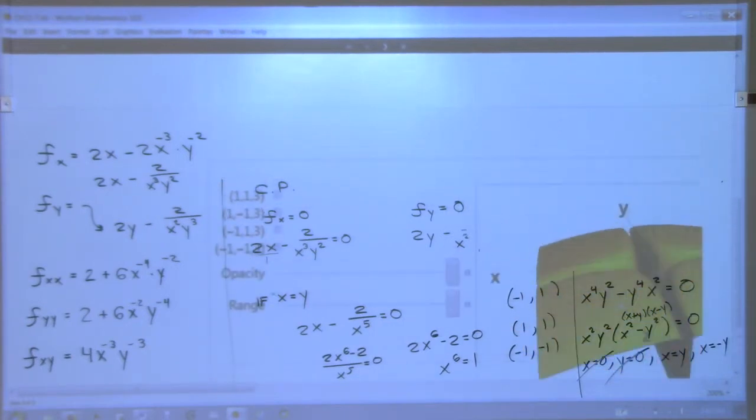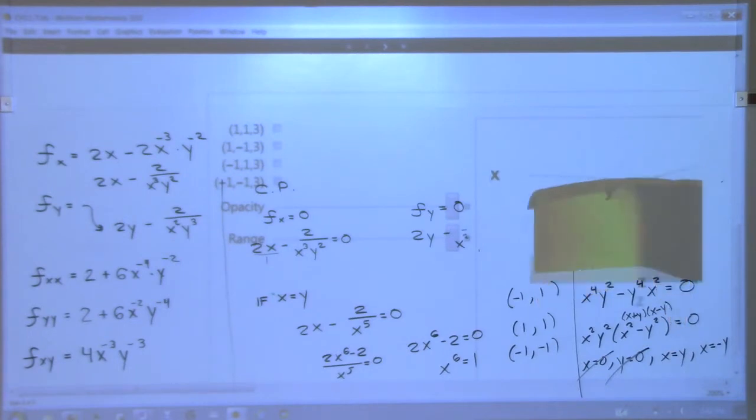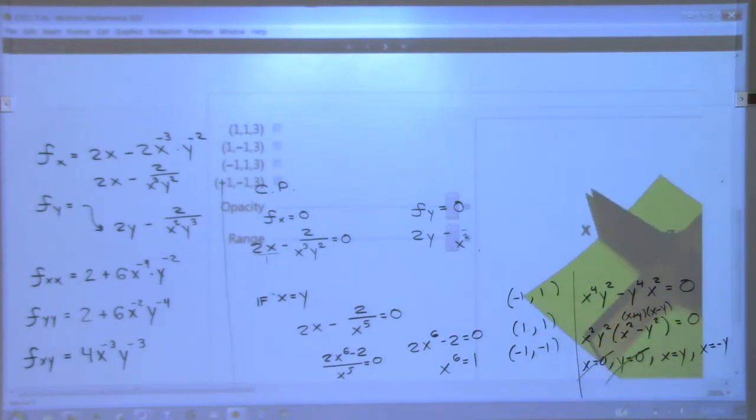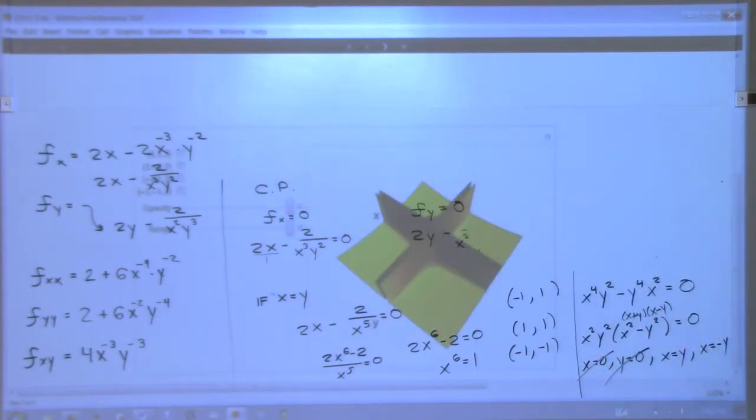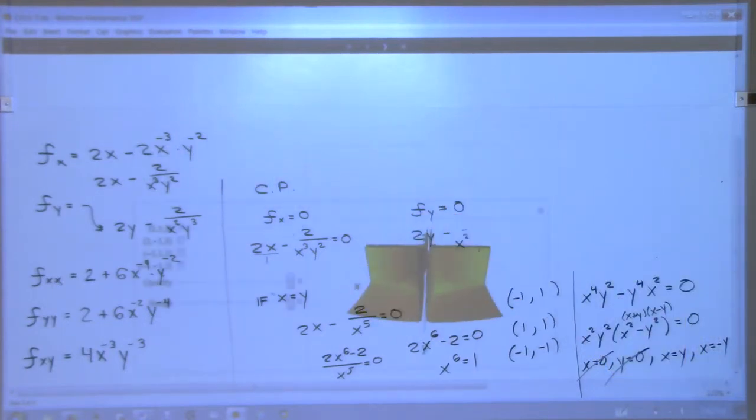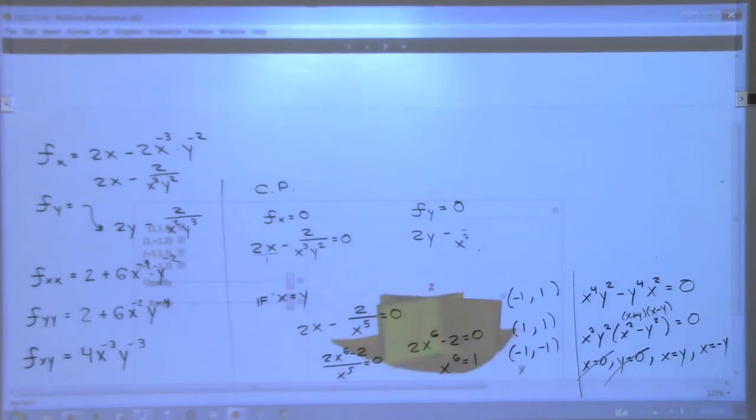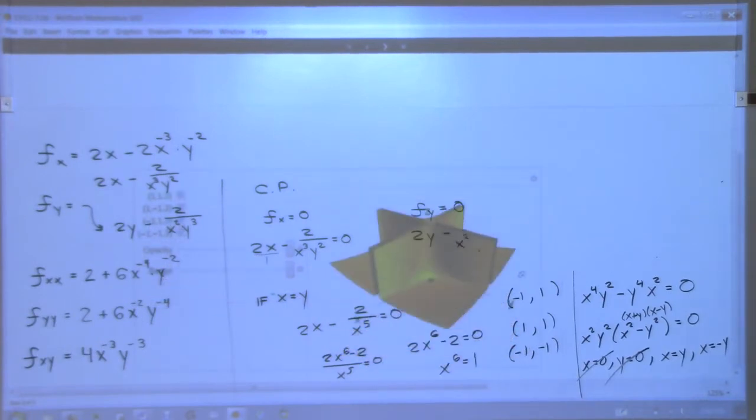But this is the function. This is the surface. And y'all can pack up. Don't worry. This is the surface. And what we wind up getting here are four local minimums. Do y'all see them down there? We get 4 local minimums on this surface. So I'll leave that to you.